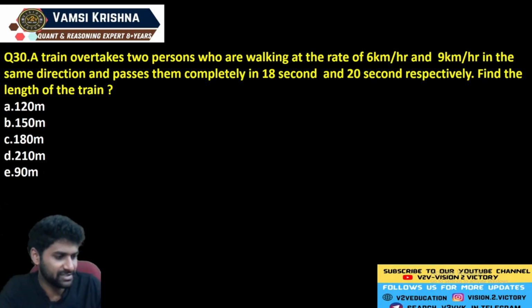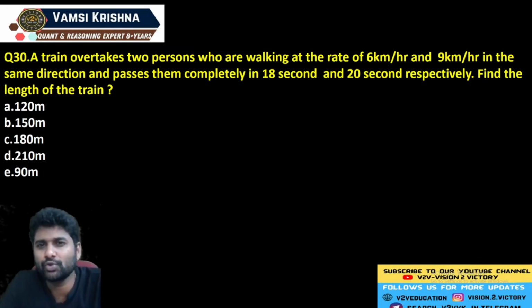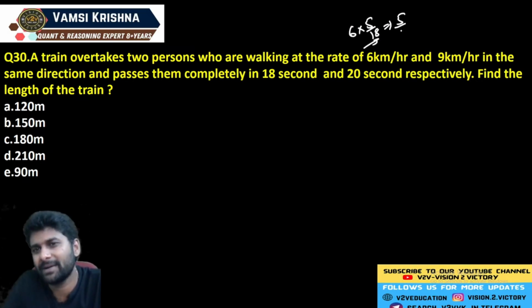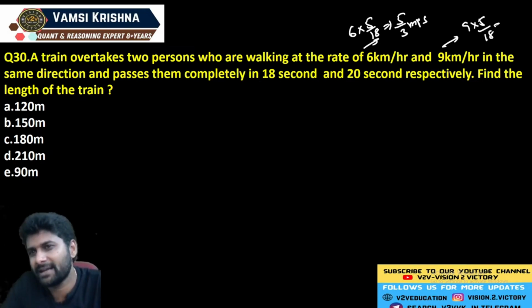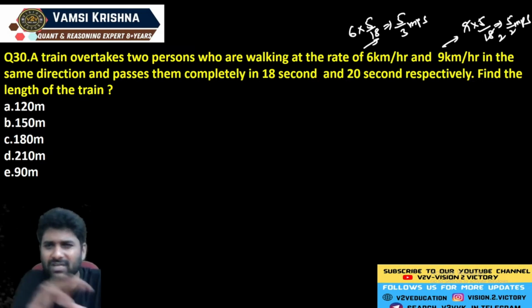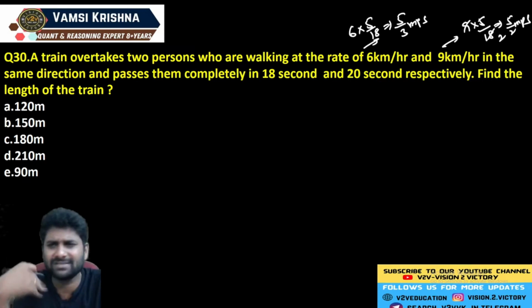Next, question number 30. A train overtakes two persons who are walking at the rate of 6 km per hour. So convert it into meter per second. 6 is multiplied by 5 by 18. It's 5 by 3 meter per second. So 9 is multiplied by 5 by 18. It's a value of 5 by 2 meter per second. Maybe because most of the data which is available is in seconds and meters, right?